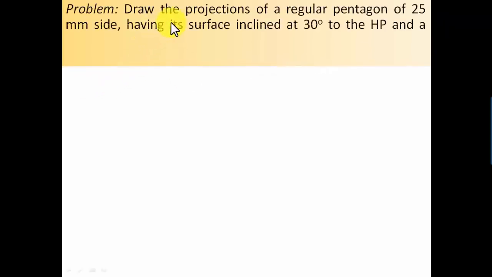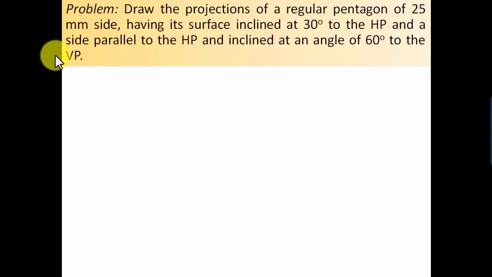Here we go. Well, it goes like this. Draw the projections of a regular pentagon of 25 mm side, having its surface inclined at 30 degrees to the HP and a side parallel to the HP and inclined at an angle of 60 degrees to the VP. Okay, now that we have read the description, let's extract data.